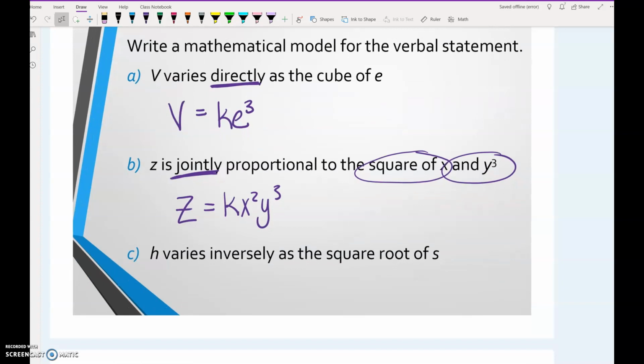H varies inversely as the square root of S. Inversely means K divided by what? The square root of S, and that other letter is the other side of the equal sign. H equals K divided by the square root of S.